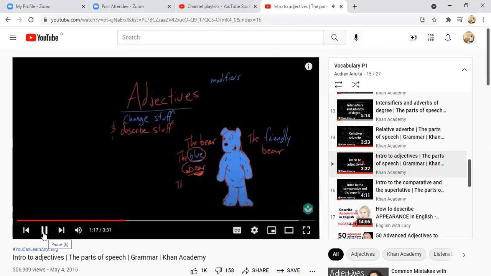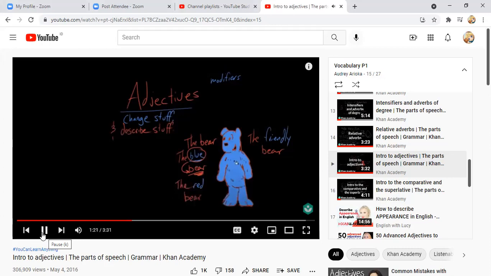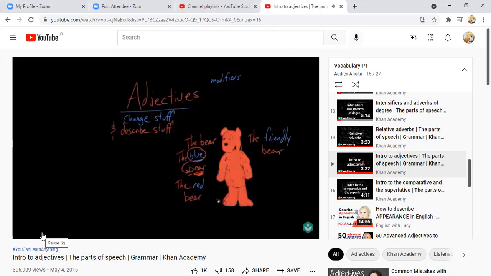And if that bear were a different color, it would be the red bear. Okay, this is a totally hypothetical cartoon bear. There's no way bears have blue or red color. And now that bear is red. Actually more of a salmon color, frankly.